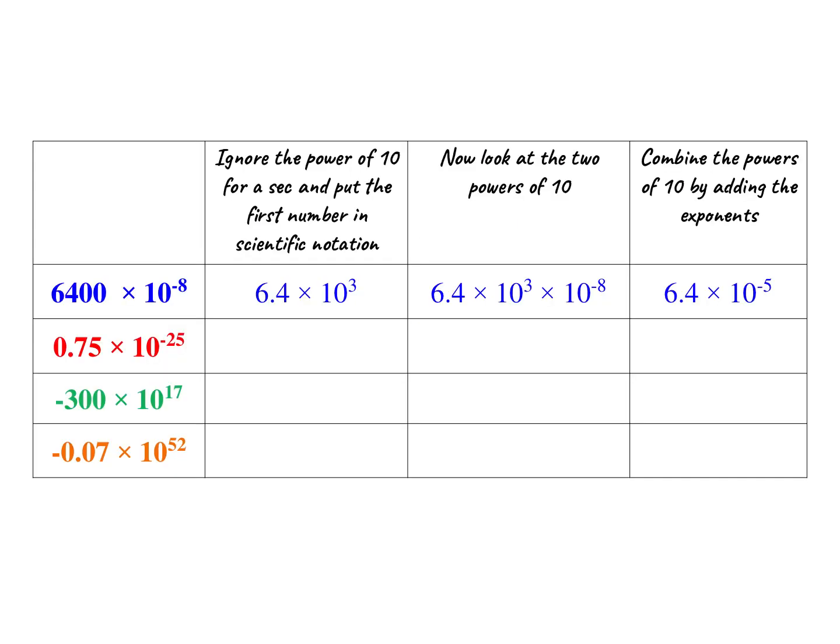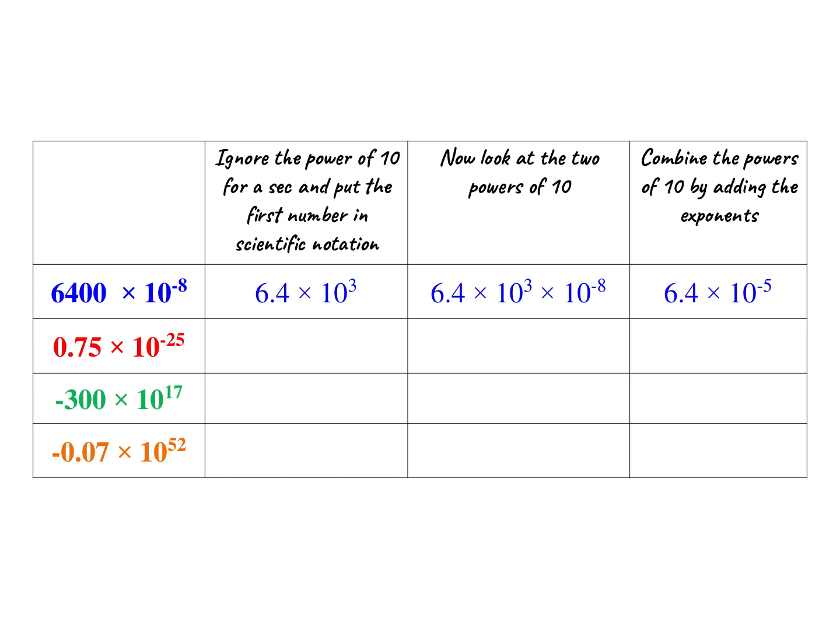Which brings me to, what would I do with the ones that are not in scientific notation? It's actually pretty simple to do. So if you take a look at this first problem here, 6,400 times 10 to the negative 8th, that's technically not in scientific notation because the 6,400 is too big. It needs to be a number between 1 and 10 and could be equal to 1.